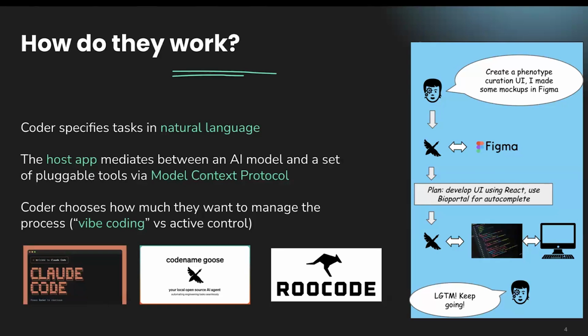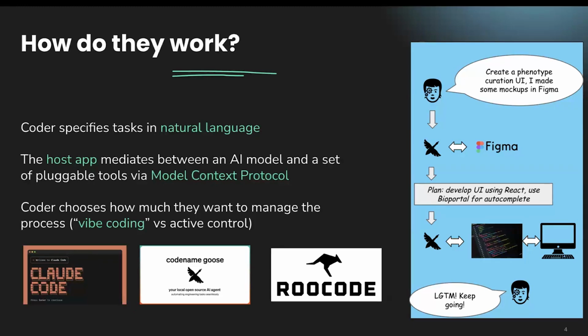So, if we imagine a developer who's perhaps a UI developer, they want to make a little standalone prototype of maybe a phenotype curation application. And they may be working with a curator or with a designer who's made some designs for the application in a separate application, like a drawing tool like Figma. So the coder might come along and say, okay, I want to make this phenotype curation app. There's some mockups in Figma, and they may talk to the AI coding tool.